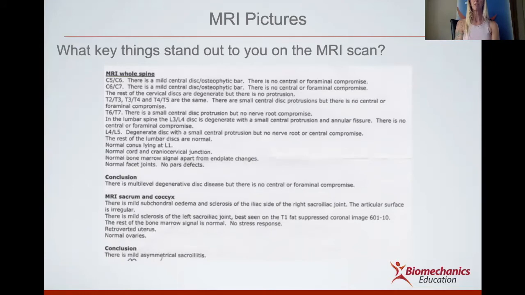There is a mild sclerosis with the left sacroiliac joint, so similar again, best seen, and then it's giving a sort of a description of an MRI image. The rest of the bone marrow signal is normal and no stress response.